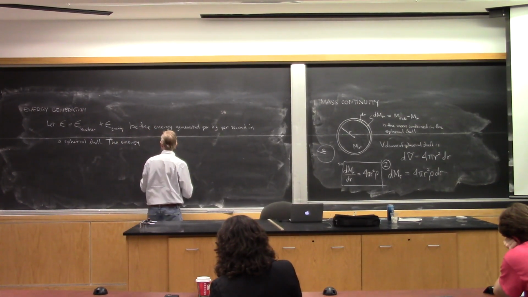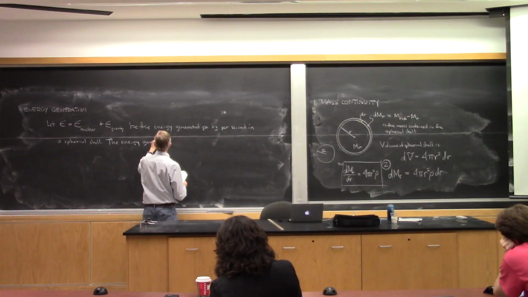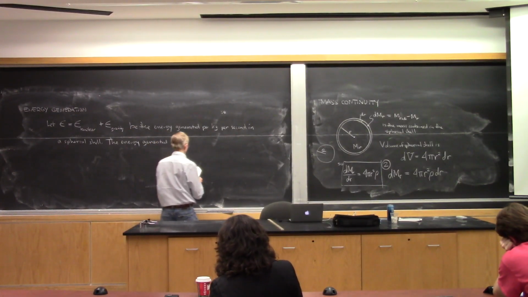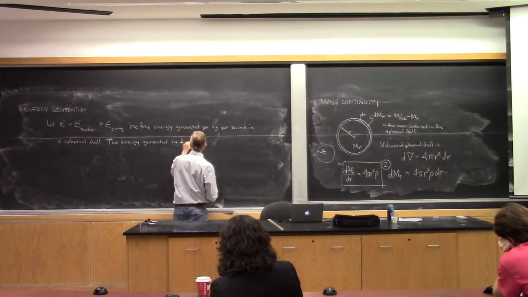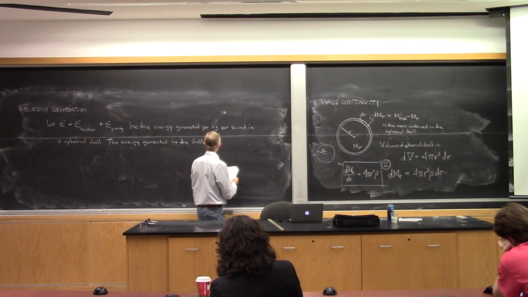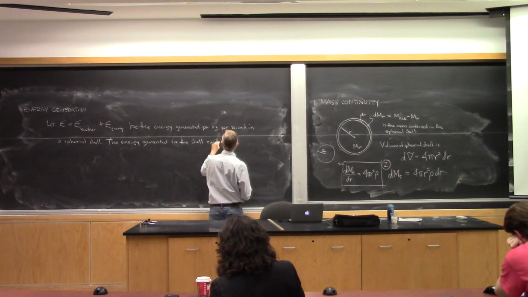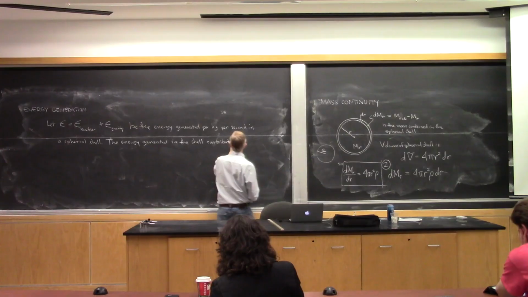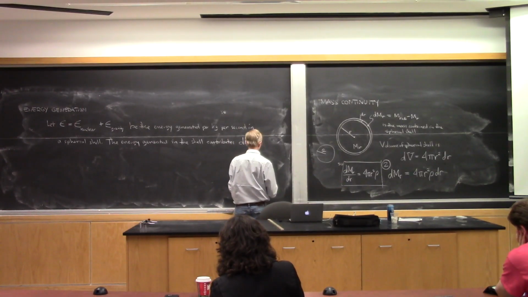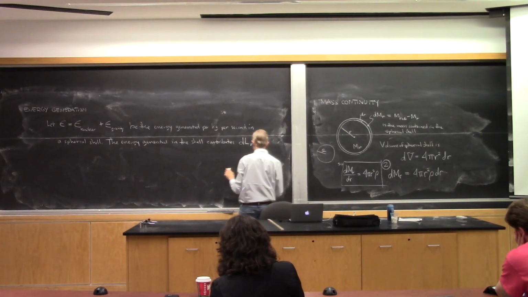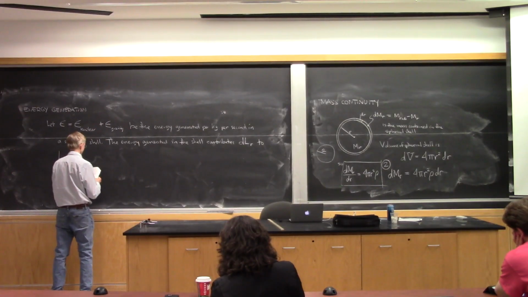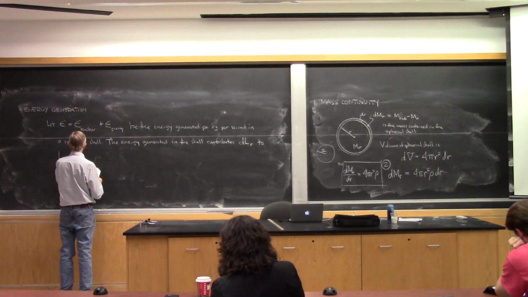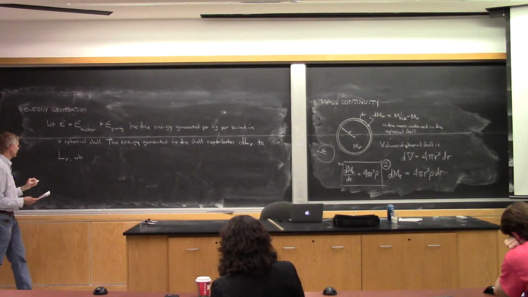The energy generated in the shell contributes dL_r, capital L_r, so I'm introducing a new concept here, contributes dL_r to L_r, which is the luminosity emerging from the outer surface of the shell.